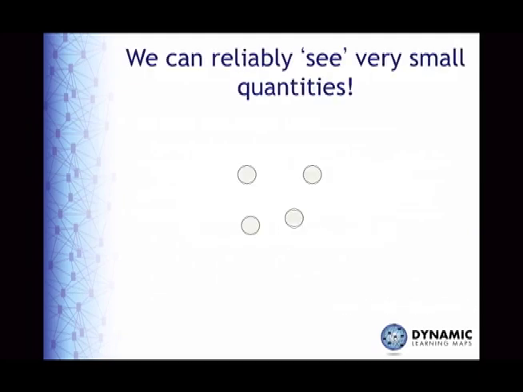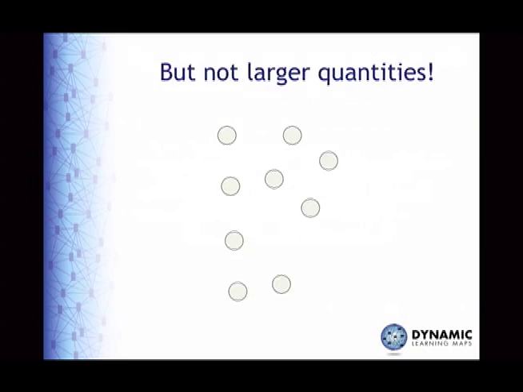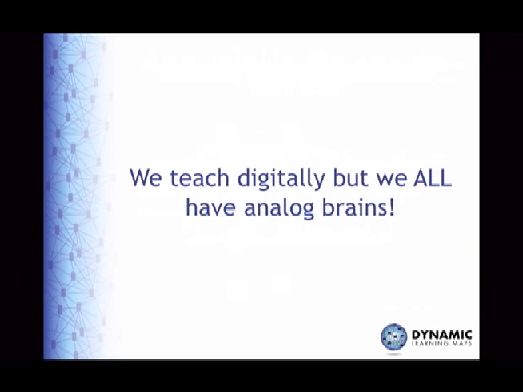Young children can also reliably see small quantities, but not larger quantities. Just like adults, young children can see very small quantities. By the age of 4 or 5, we are able to see 4 or 5 objects collectively as a set and understand the number that is contained within that set. But for larger quantities, we still need to be able to organize these into smaller sets that typically consist of 5 or fewer. That's why we need to gather other resources to help us make sense of a number, such as the numeral. We teach digitally, but we have analog brains.